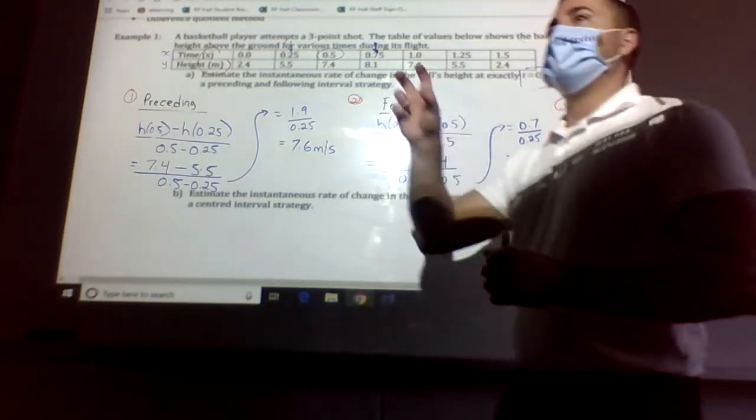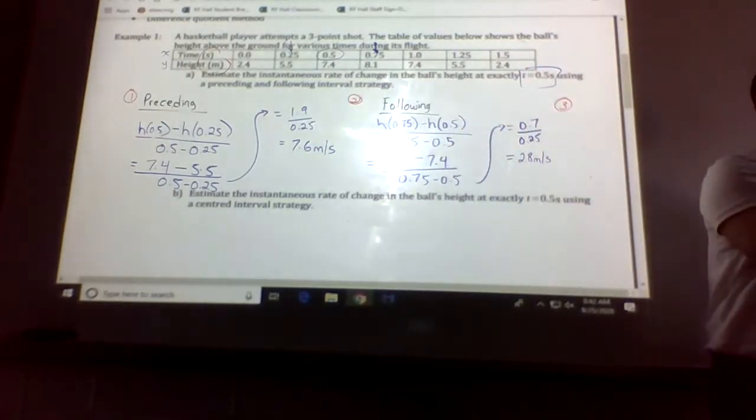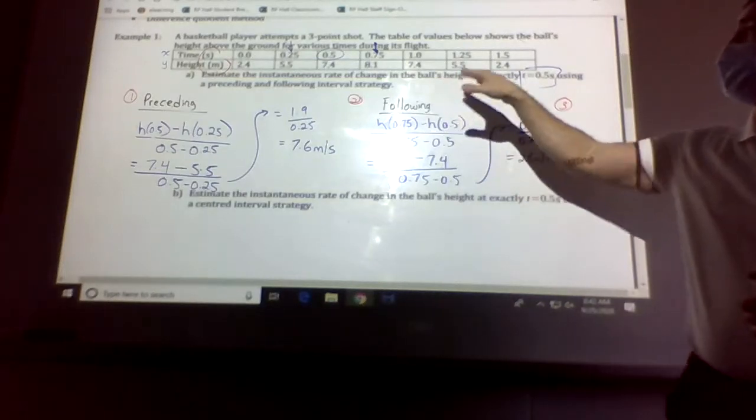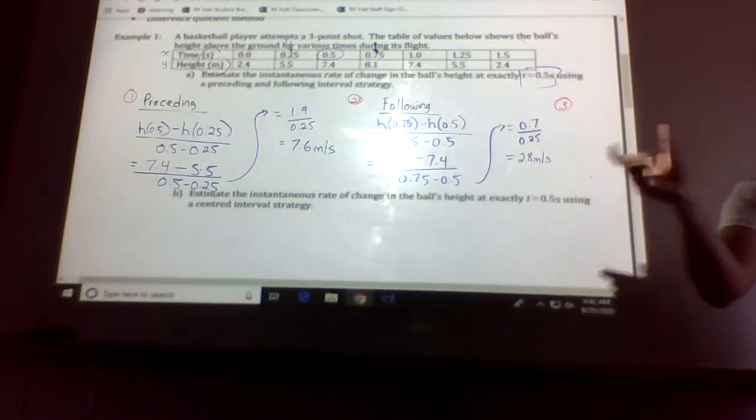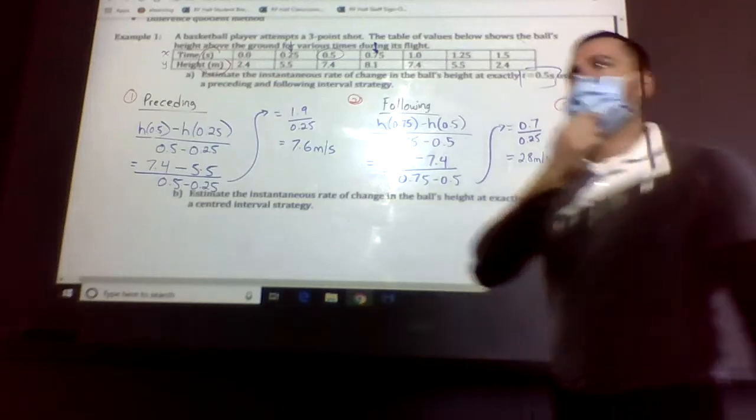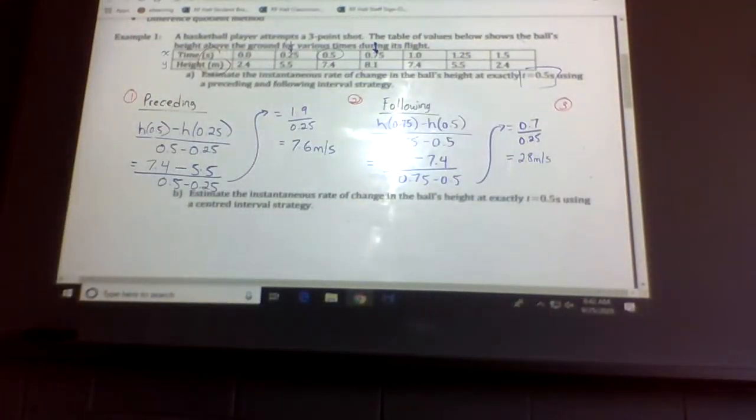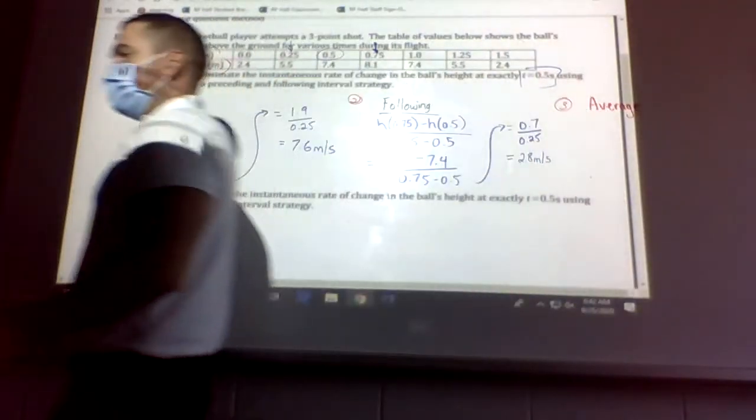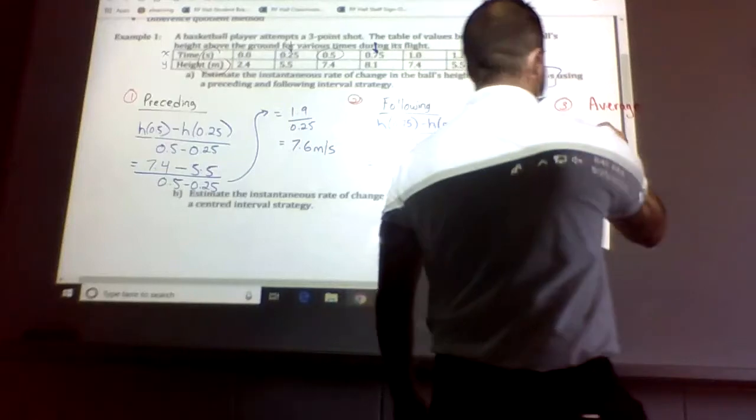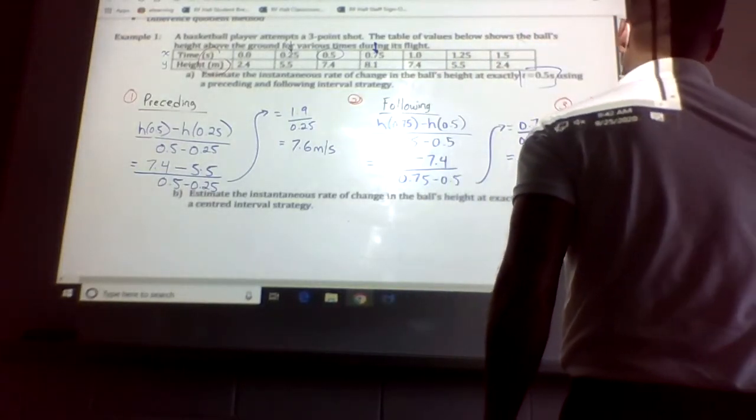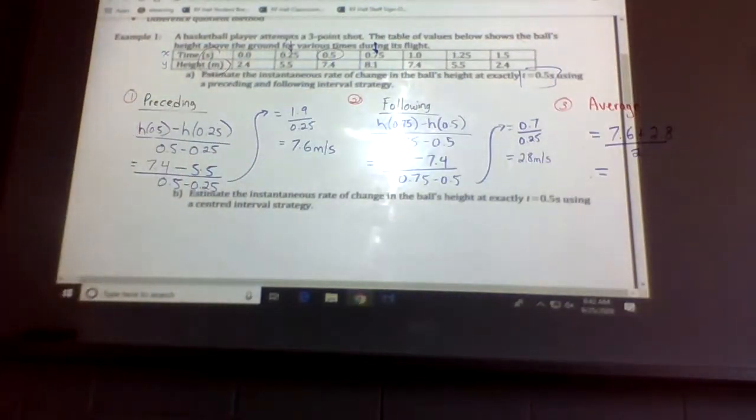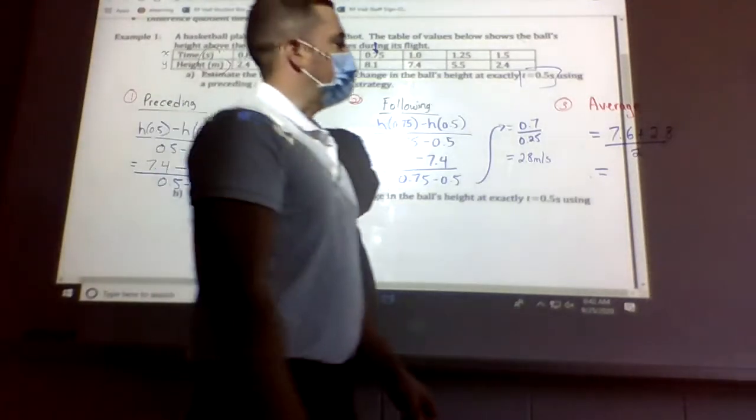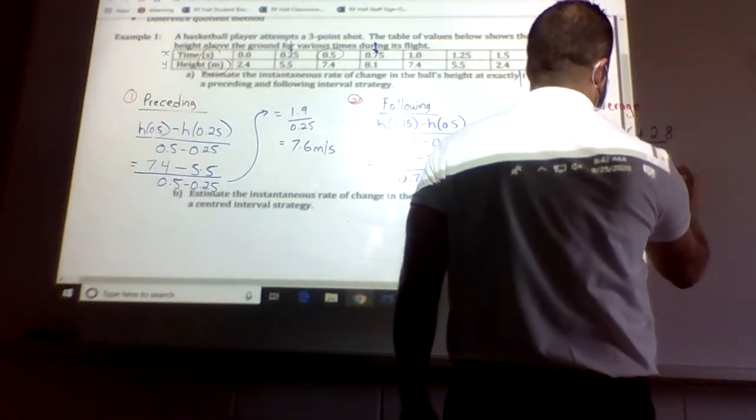Okay, so preceding and following, we take the rate right before the point we're looking at, then we take the rate right after it. But the question's asking, what is the rate of change at that point? So we did before, we did after. I want you to take a guess what we do next. So what we're going to do is average it out now. We did the rate just before, the rate just after. If we average it out, it'll give us the rate at that point. So how do we do average? Add them together and divide by 2. So 7.6 plus 2.8 divided by 2. So 10.4 divided by 2 is 5.2 meters per second.